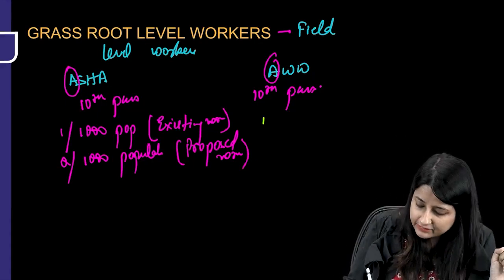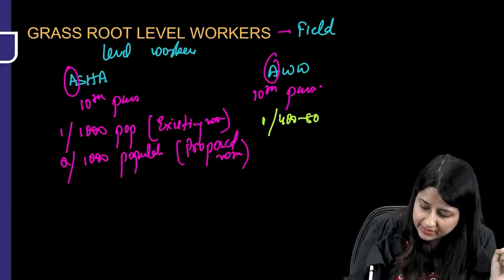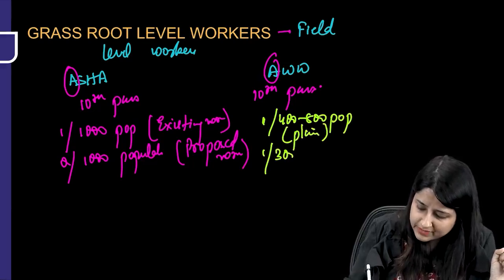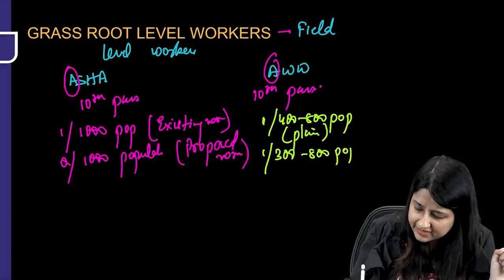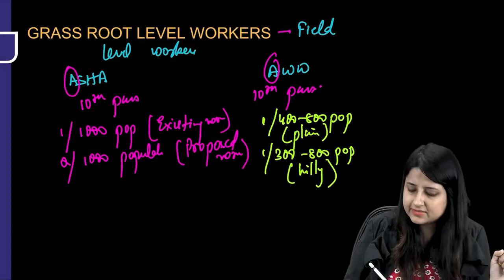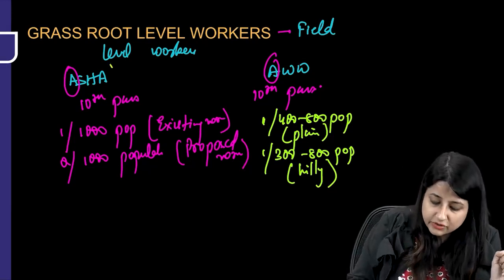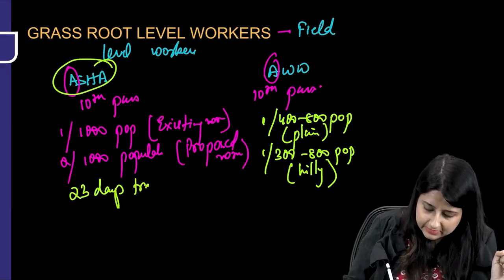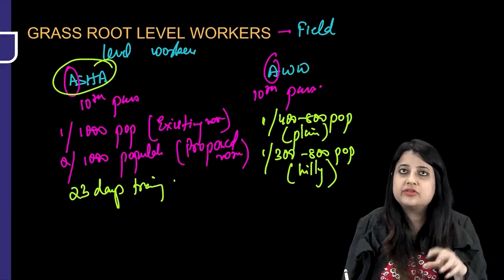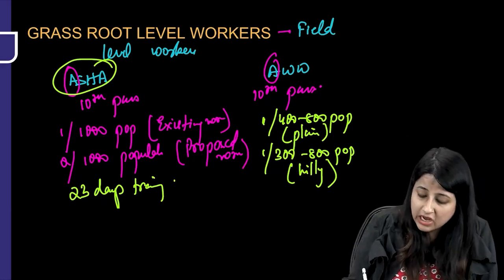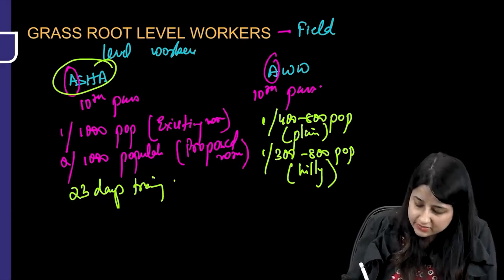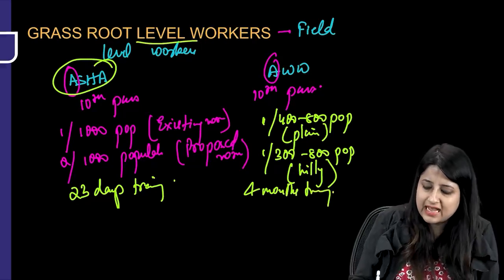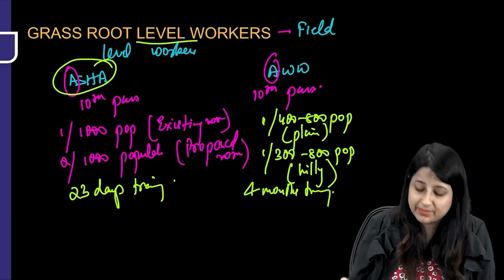Then Anganwadi worker is 1 per 400 to 800 population in the plain areas. Very important. And 1 per 300 to 800 population in the hilly areas. That is what is Anganwadi worker. Duration of training for ASHA worker is 23 days. Training for any period, like continuous 23 days in a period of 1 year. Now, Anganwadi worker is dealing with children, so she has 4 months training. This is the minimum about grassroots level, ASHA and Anganwadi, which you must know for your rapid revision.